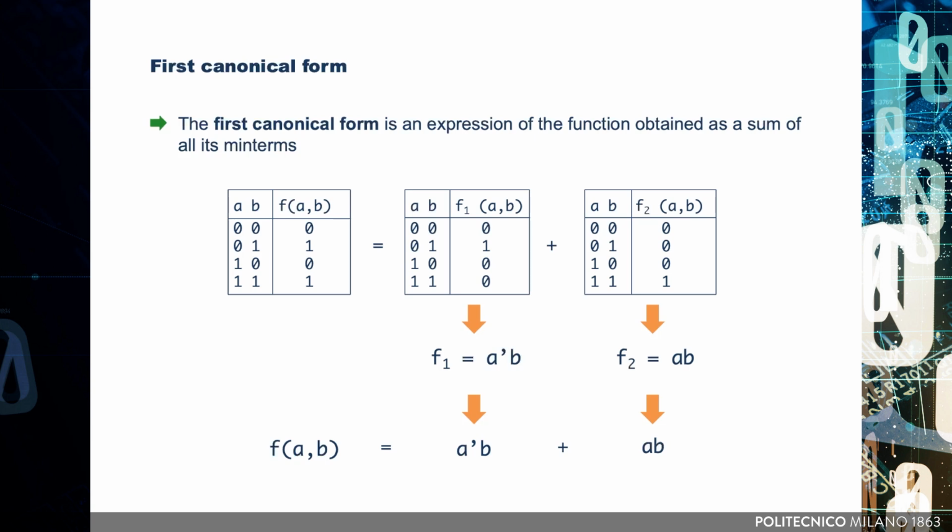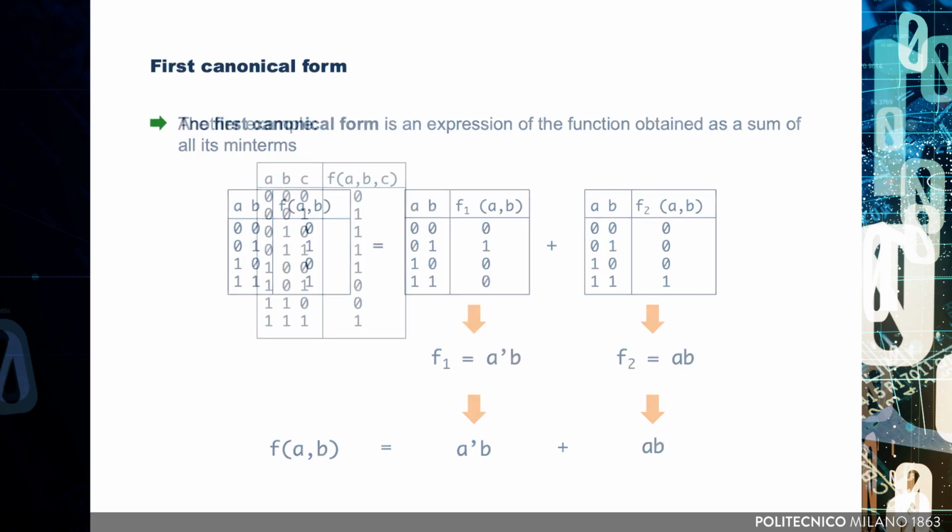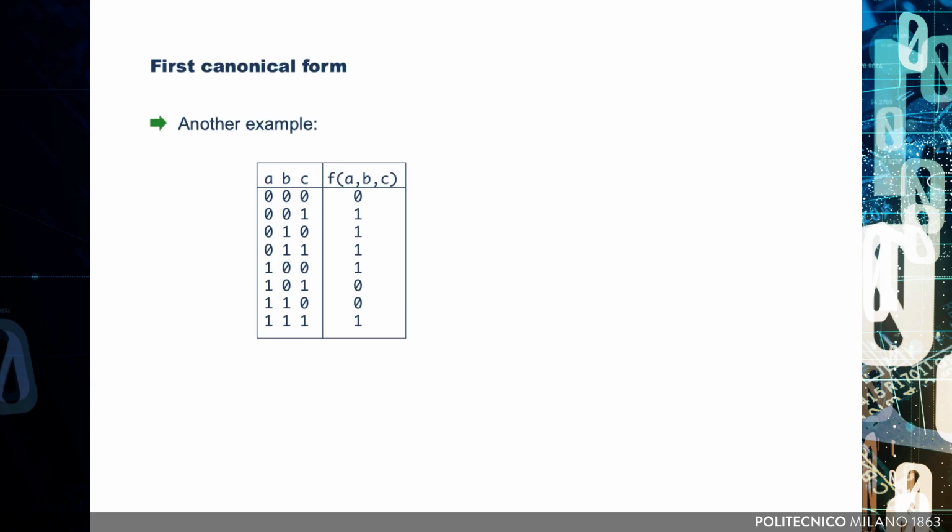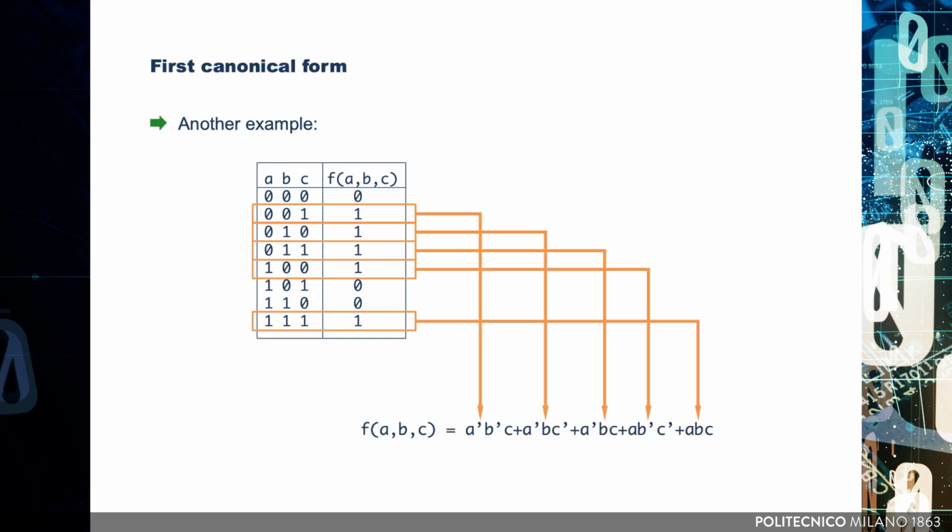Thus, the first canonical form provides an initial answer to our question regarding the method to determine an expression that realizes a given Boolean function. Here is a more complex example. Without decomposing the truth table into multiple subtables, we identify all the entries where the function takes the value 1. For each of these, we determine the corresponding minterm and we express the final result as the sum of these minterms.